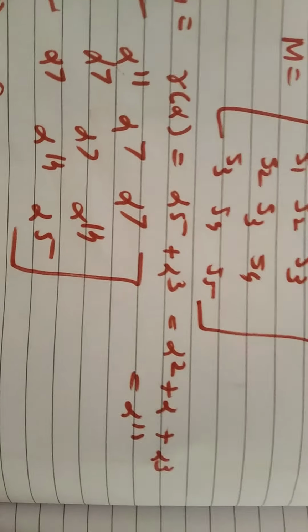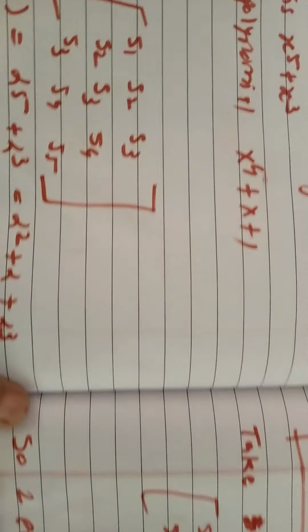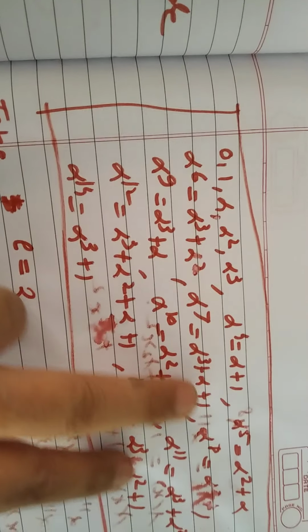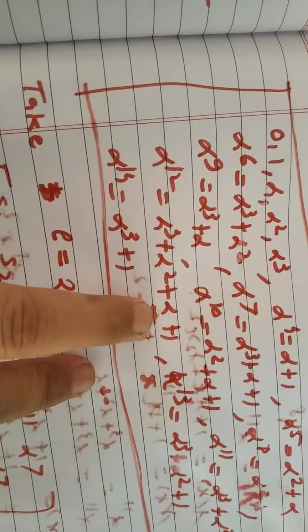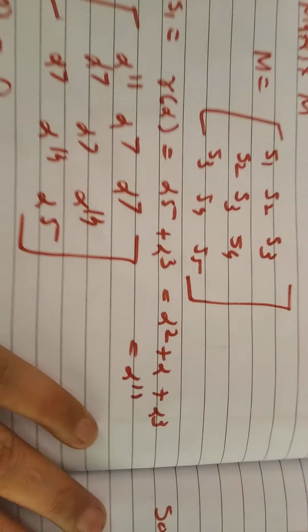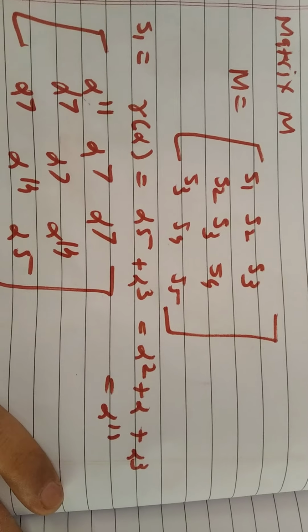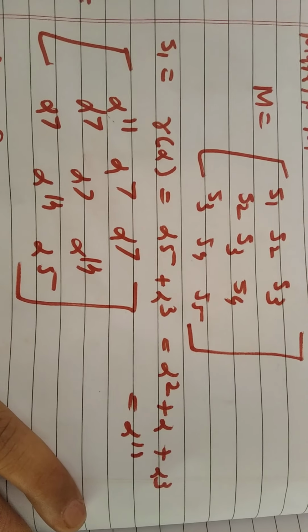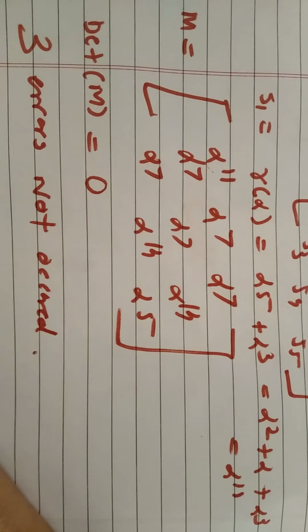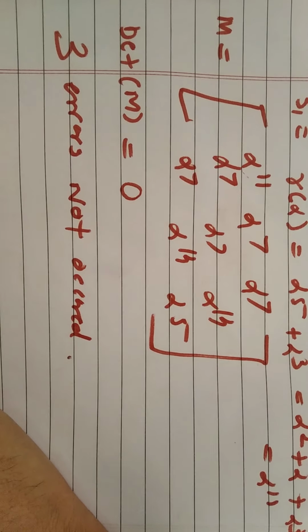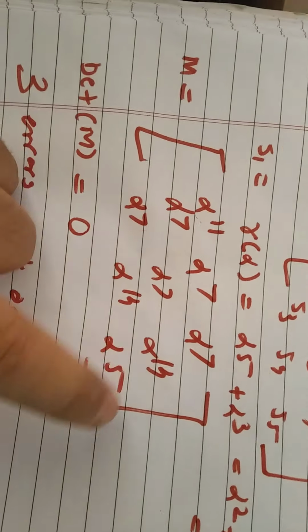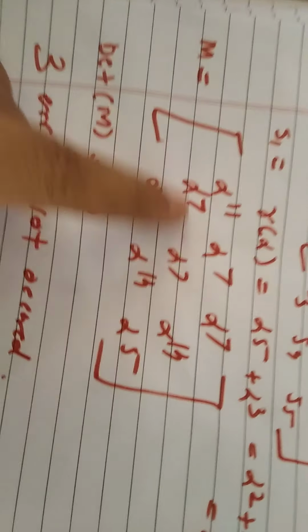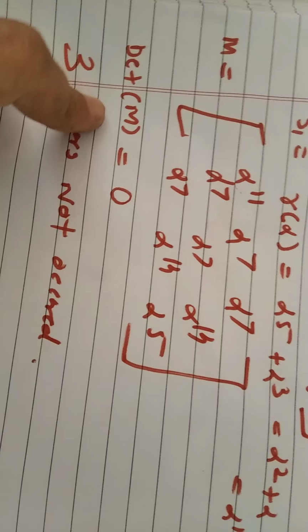So S1 is computed by alpha raised to 5 is alpha square plus alpha, and alpha cube is alpha cube only. So alpha square plus alpha cube is alpha raised to 11. And now S2 is R alpha square, S3 is R alpha cube, S4 is R alpha raised to 4. Likewise matrix M is found. Now we have to find the determinant of this matrix. You know how to find the determinant: this in bracket, this multiplied by this minus this multiplied by this. Likewise you can find the determinant of a 3 by 3 matrix.